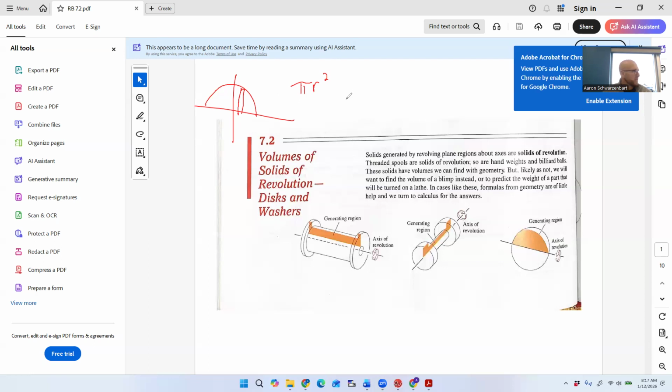So, the beautiful thing about this is we have a nice formula. Volume equals pi times the integral from a to b, those are just x coordinates, of the radius function squared. Okay? That is going to be your formula.